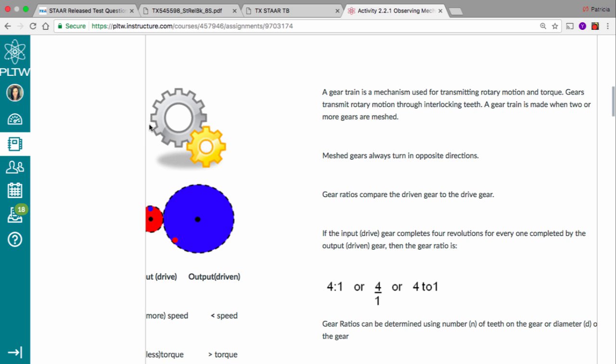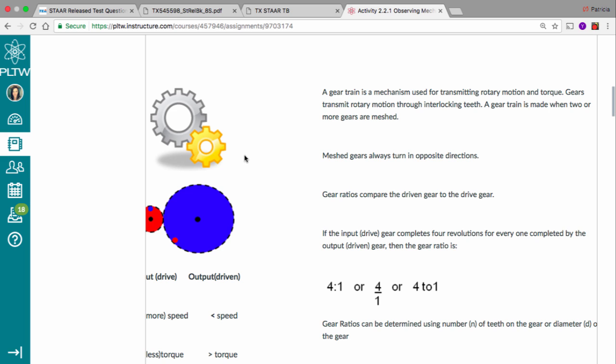So let's just say this gray one is our input. If we were to move this gear in a clockwise motion, the output would actually move in a counterclockwise motion. So right off the bat, we've changed the direction. If we wanted the direction to go the same way, we would just need to add a 3rd gear to make it go in the same direction.